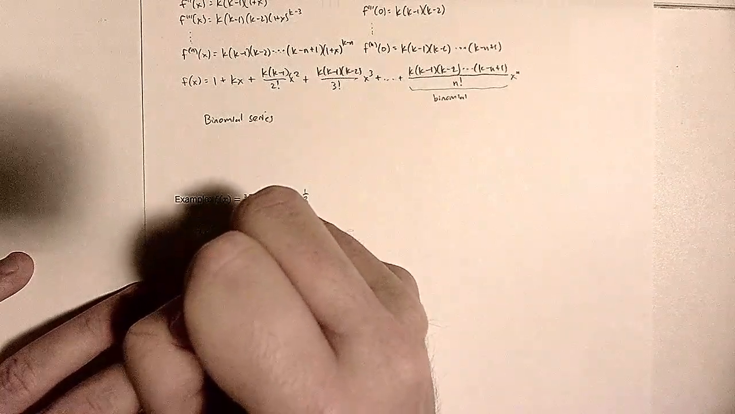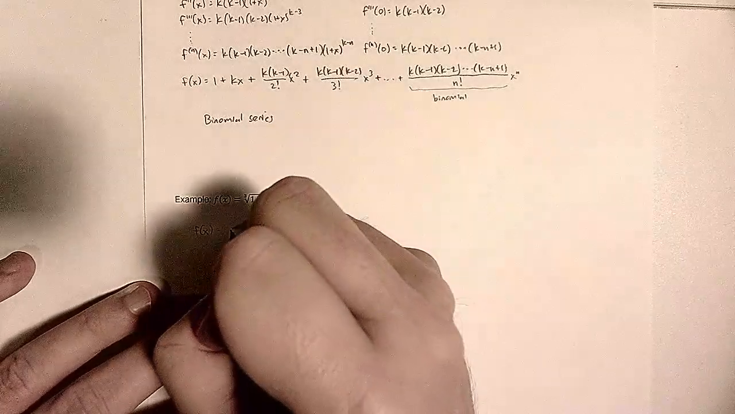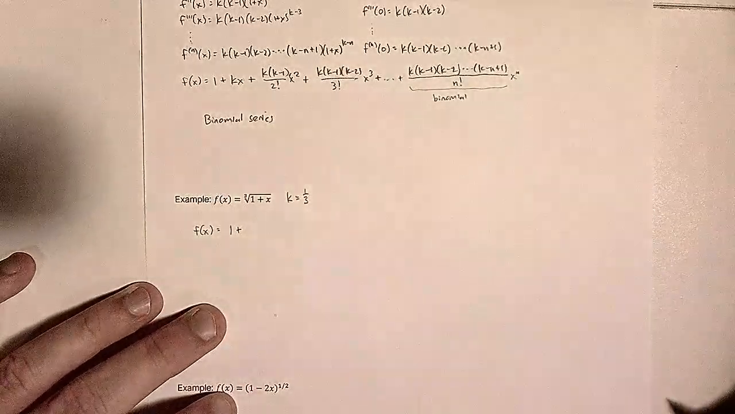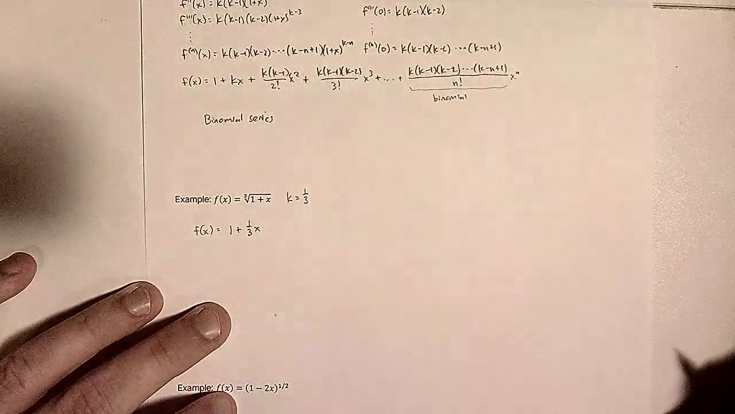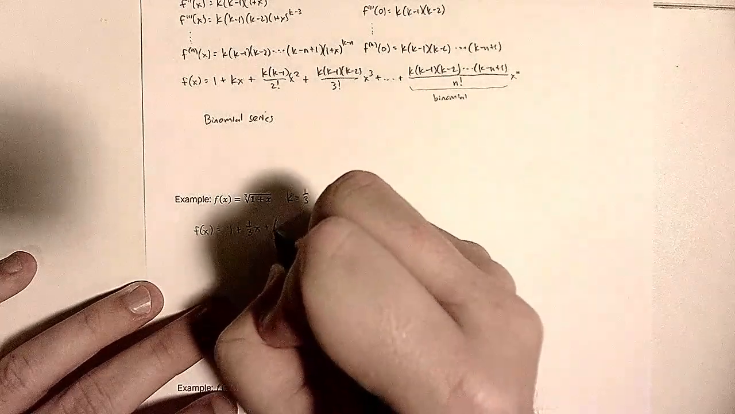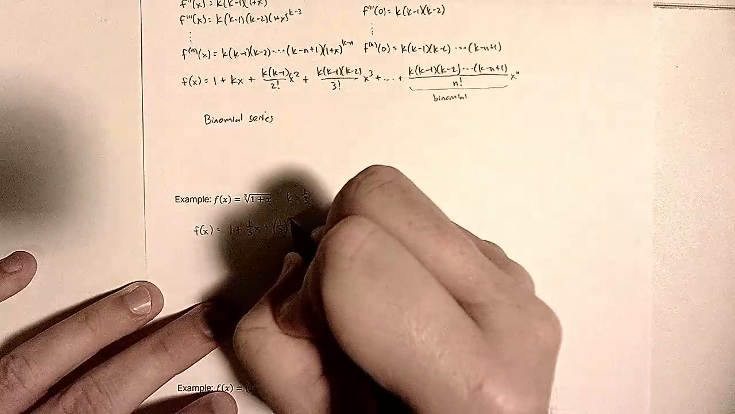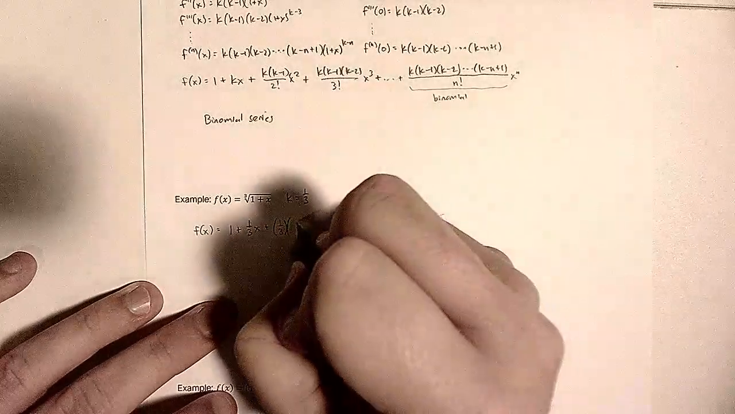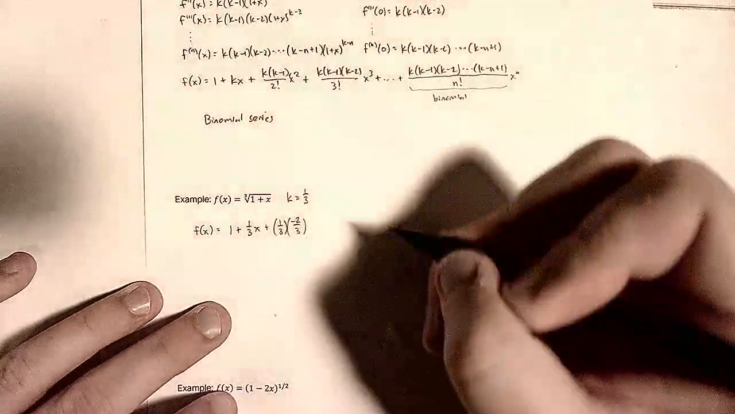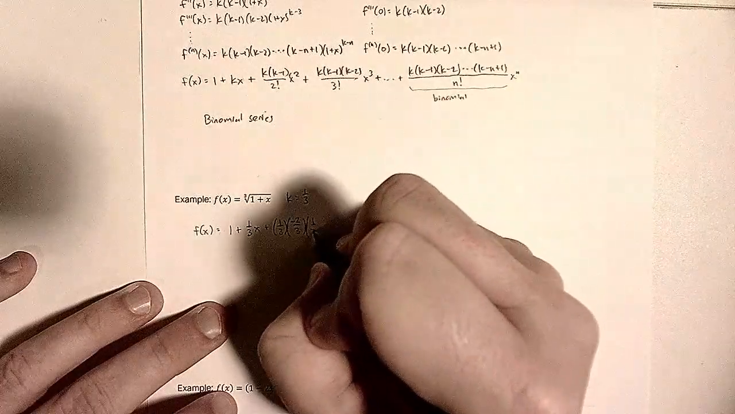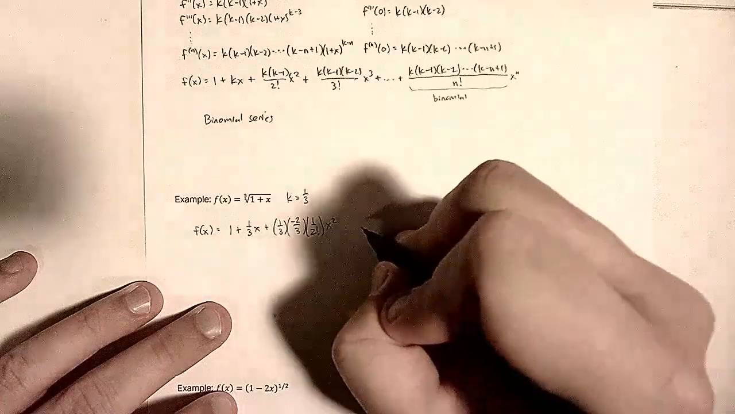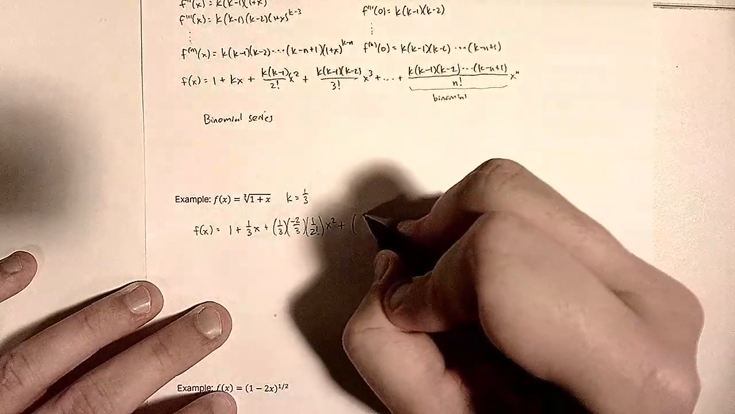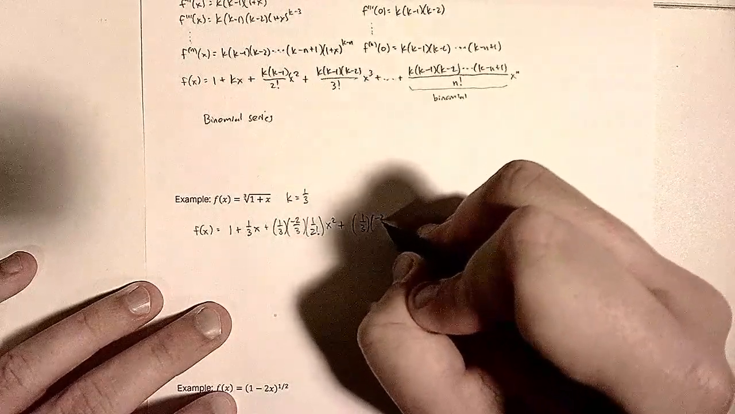So f of x is equal to 1. We get that one for free. Plus 1/3 x plus, 1/3 minus 1 gives us negative 2/3. Don't forget the 1 over 2 factorial, x squared, plus, same thing, negative 2/3.